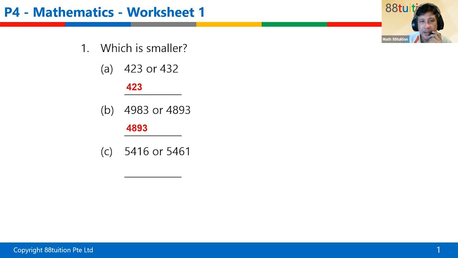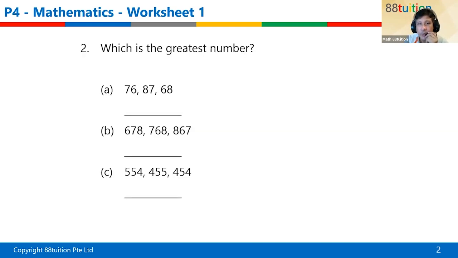So cannot compare. Move to the hundreds place, both have 400s. So cannot compare. Move to the tens place. Now you can see the difference. One is 10, another 60. So the one with 10 is smaller, 5,416. Move on to question 2.